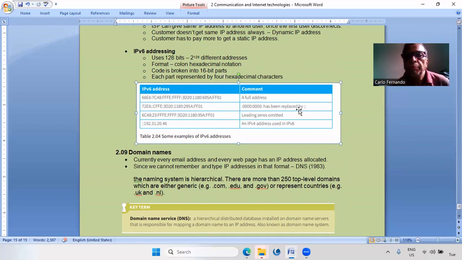What is this? The 0000 groups, two numbers with zeros, that is 3 colons, have been replaced by 2 colons. So we have this in between. This is not written; in place of that, we have put 2 colons. And here, leading zeros are omitted, so instead of 0023, you can have just 23. And this is an IPv4 address used in IPv6. If you have 2 colons in front and then this, that's an IPv4 address. You can have the same format.